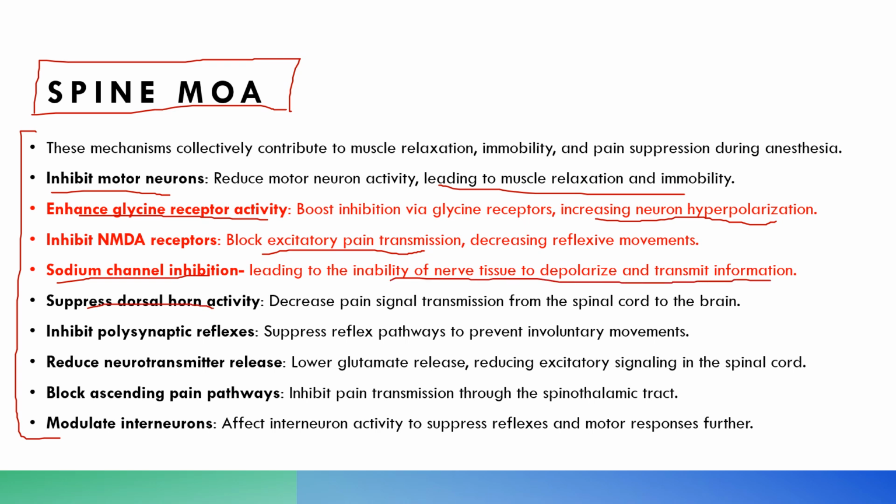We're going to suppress dorsal horn activity, so that's decreased pain signal transmission from the spinal cord to the brain. And we're going to inhibit polysynaptic reflexes, which suppress reflex pathways to prevent involuntary movement. We're reducing neurotransmitter release, blocking ascending pain pathways through the spinothalamic tract, and we're modulating interneurons, which further suppresses reflexes and motor responses. All right, so big ones are here, but it's important that you understand all of these as well.